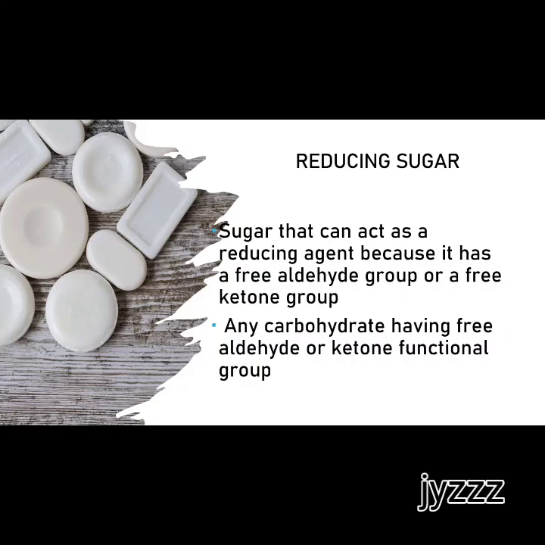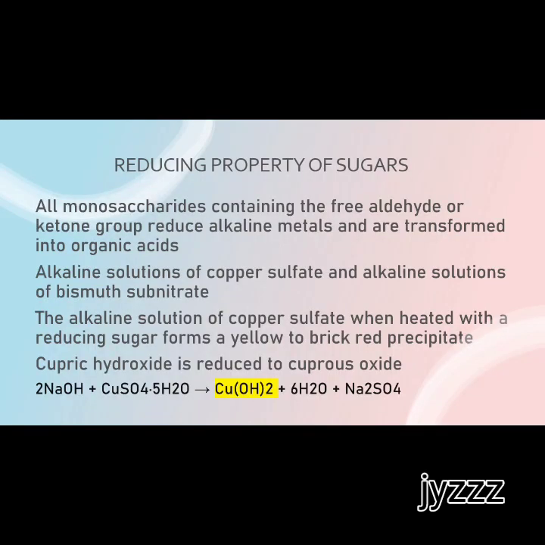The aldoses, these sugars that contain aldehydes, are oxidized to carboxylic acid. And then the copper hydroxide from the reagent is reduced to copper oxide. So there is a gain and loss of electrons for the two. That is for the reducing sugar, the reducing property of sugar.